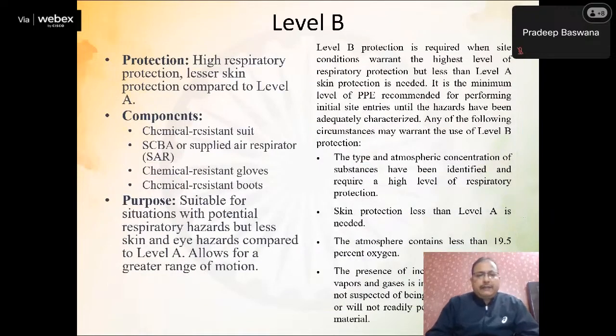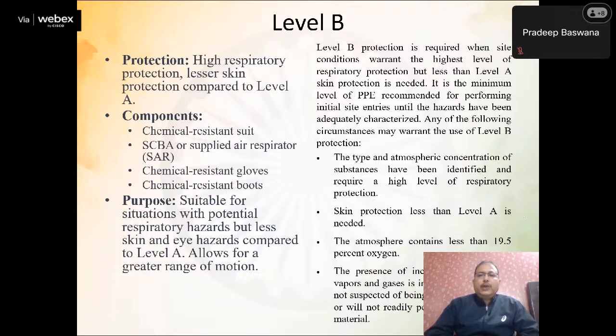Now, after level A, level B is there. Level B talks about high respiratory protection and lesser skin protection compared to level A. The components are chemical resistant suit, SCBA or supplied air respirator, SAR, chemical resistant gloves and chemical resistant boots. So everything is there that we have to focus upon. The purpose is suitability for situations with potential respiratory hazards but less skin and eye hazards compared to level A, and it allows for a greater range of motion.